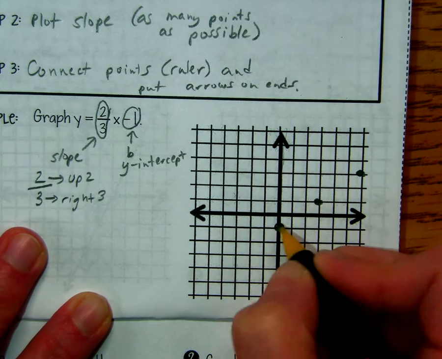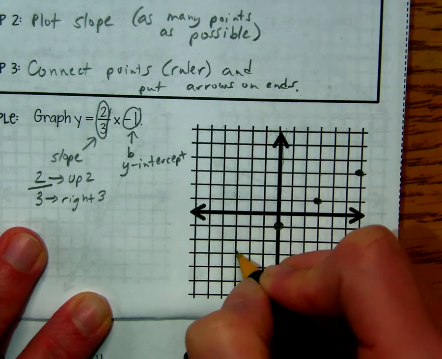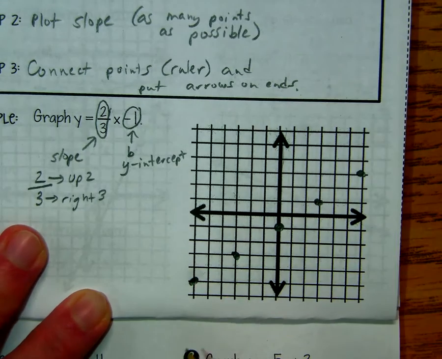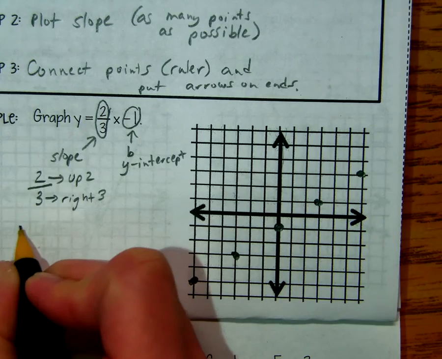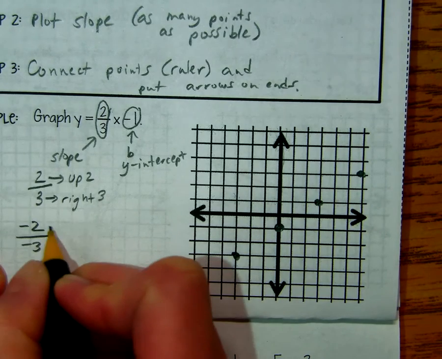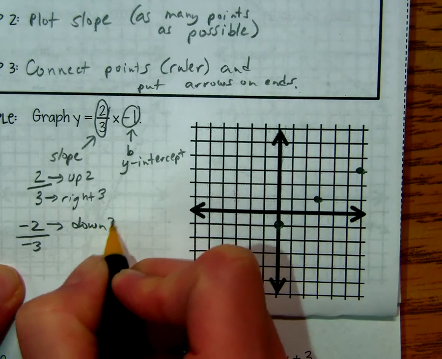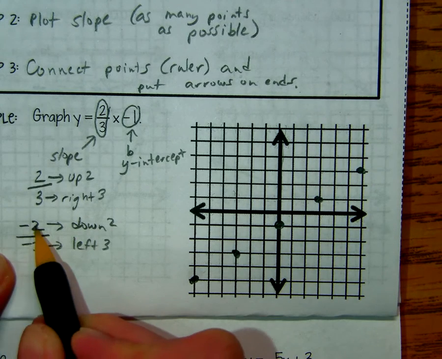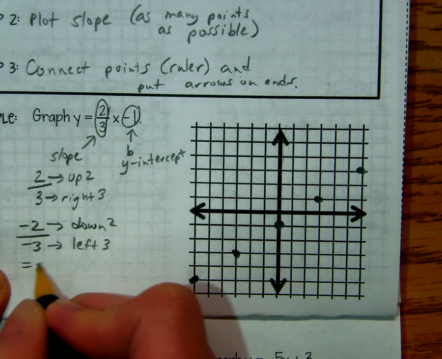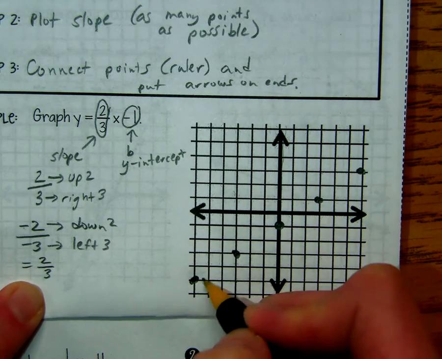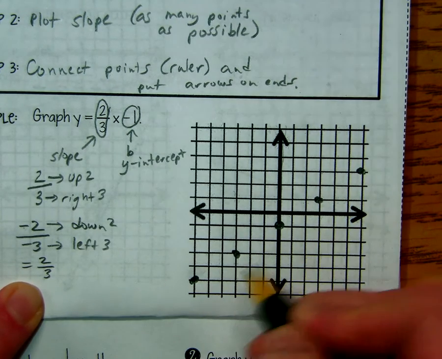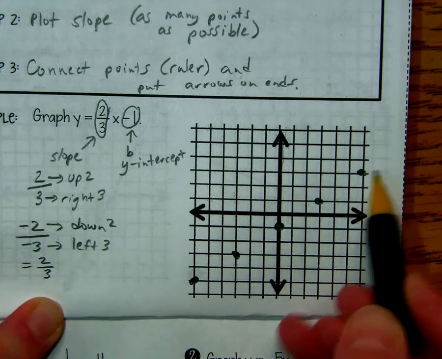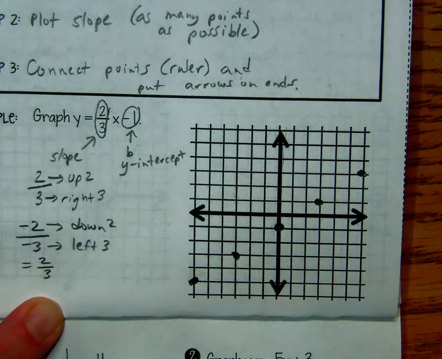Now we can continue that pattern to the left. We could go down 2 and back 3, down 2 and back 3, and that also works. So why does that work? Well, it's because if I went this way, down 2 and left 3, the negatives cancel and still give you a slope of positive 2/3. So if you see, the slope is still positive, it's still going up. It's just that we reversed both of the directions, and that gives us some more points.